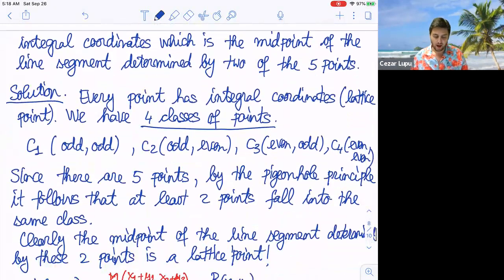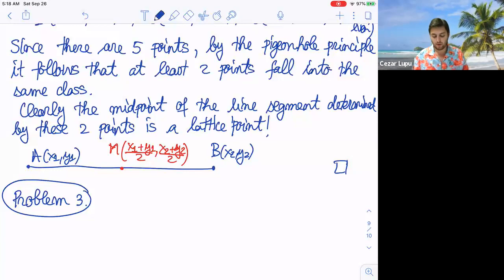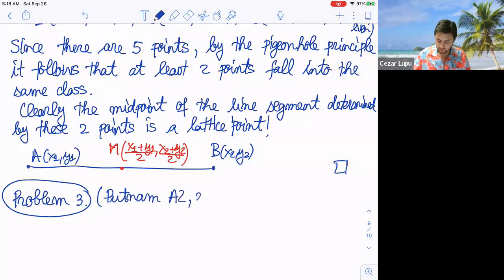All right, now let me do another problem, another geometry problem. Problem 3, I would say this was a Putnam A2 in 2002.